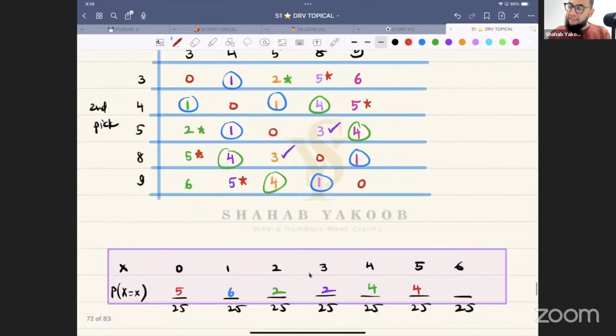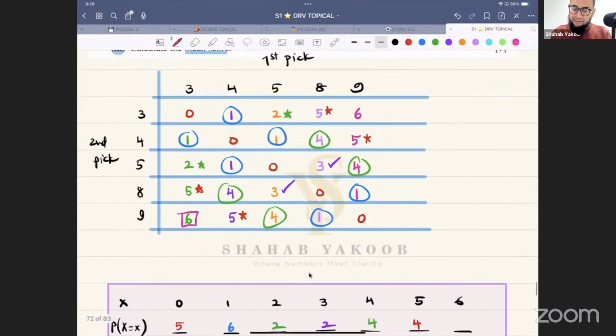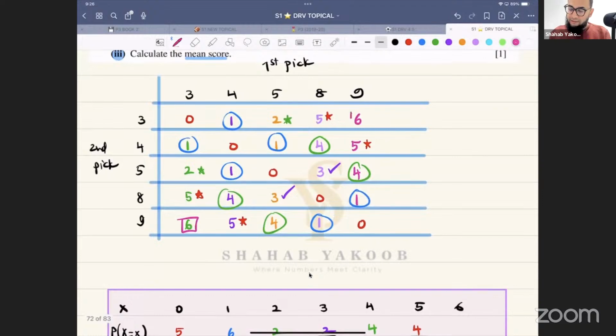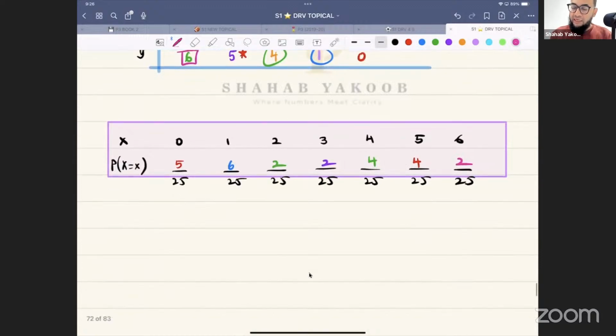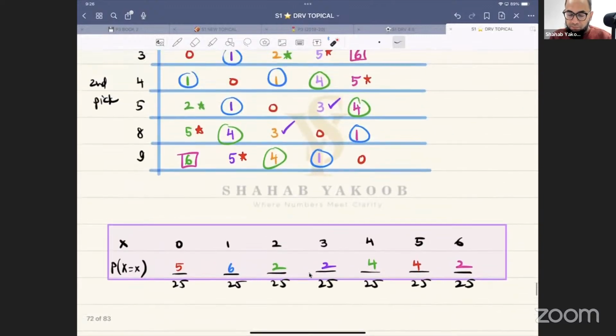And 6 is this one, that's a 6, that's a 6. And do I see any other 6? No, that is 2 over 25. Now let me double check. 5 plus 6, 11, 11 plus 2, 13, 13 plus 2, 15, 4 plus 4 plus 2, 10, 15 plus 10, 25 over 25. That is the answer. That is the first thing.